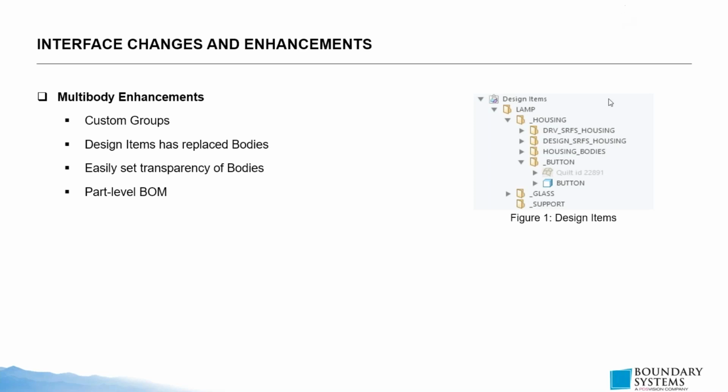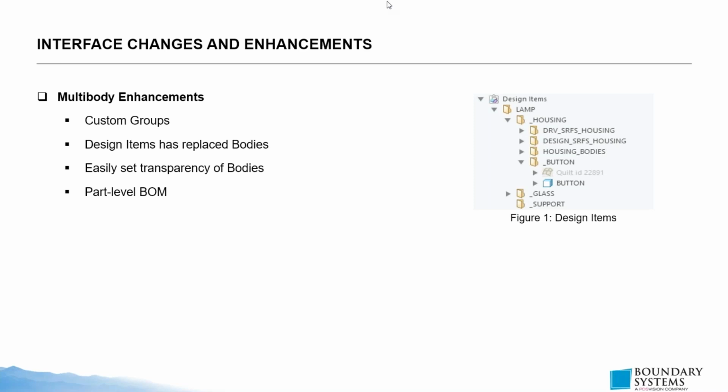So a couple more features that kind of expand on the multi-body support added in Creo 7. We now have custom groups. And going along with that, these custom groups are going to be placed in a design items folder in the model tree. So you can see that on the right. This design items area on the model tree is going to be above everything else.